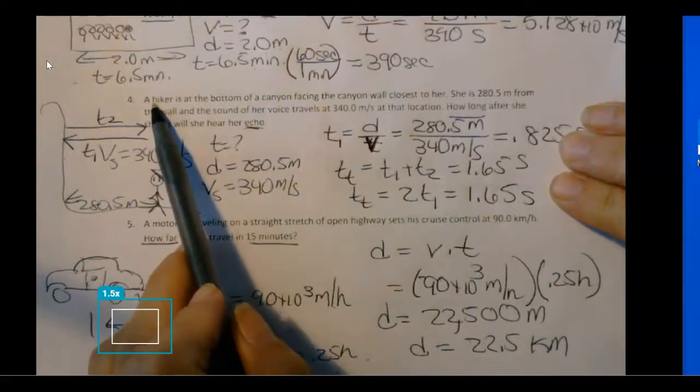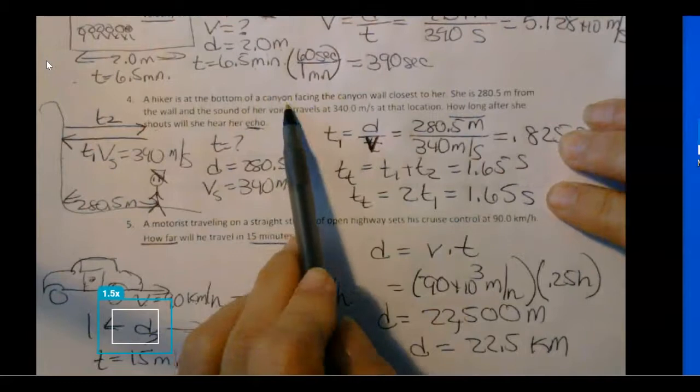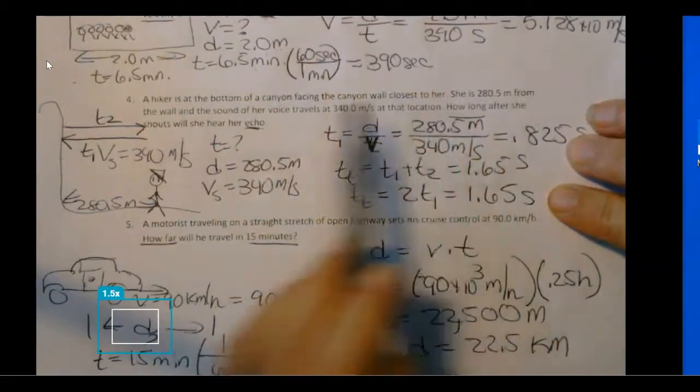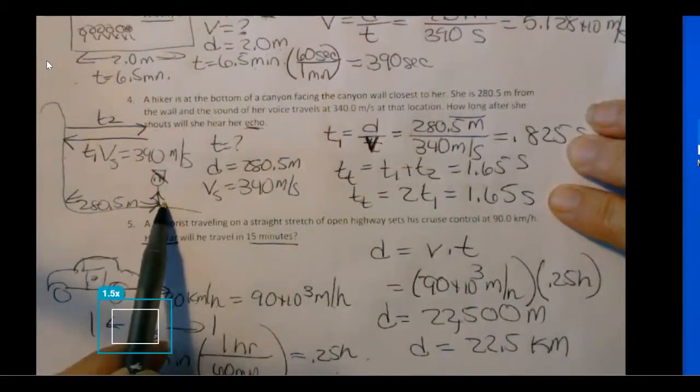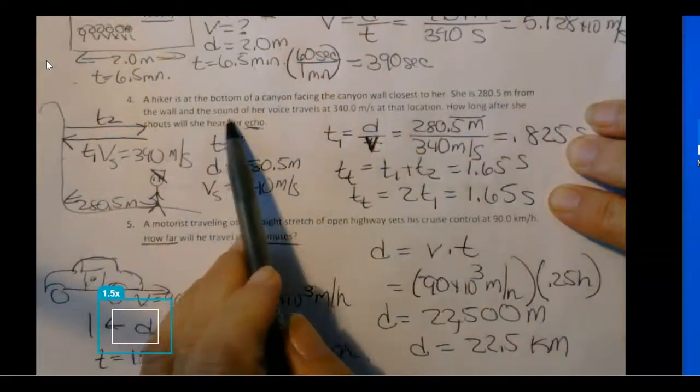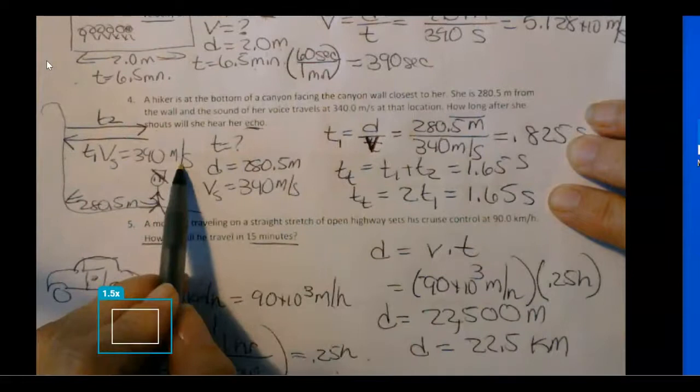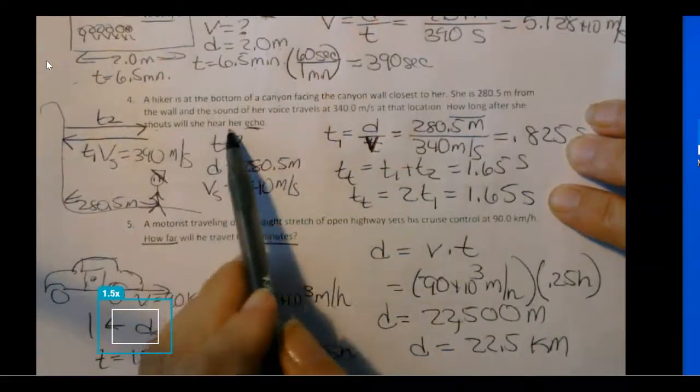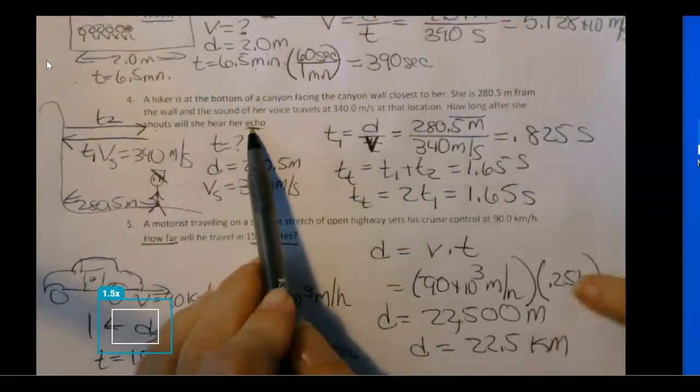So we said the hiker is at the bottom of a canyon facing the canyon wall closest to her. So I drew the person, the wall, and the meters. The speed of sound is 340 meters per second. The question is, how long after she shouts will she hear her echo? That's where the tricky thing is.